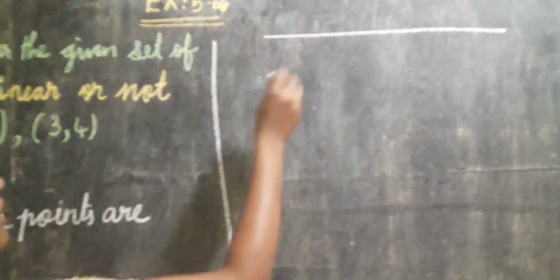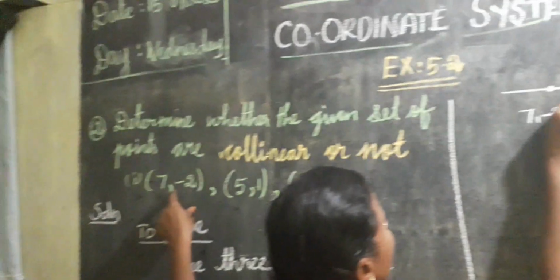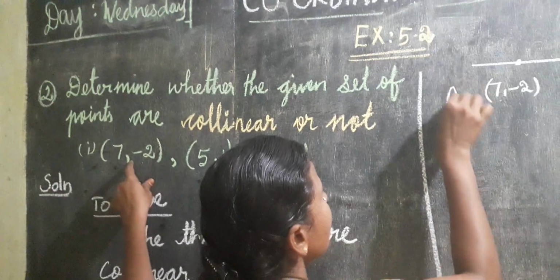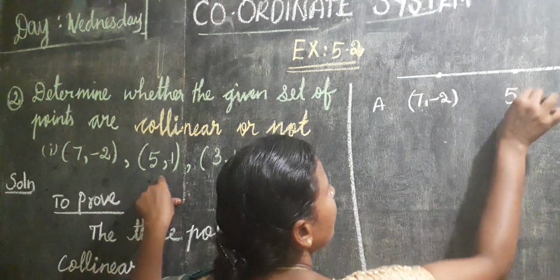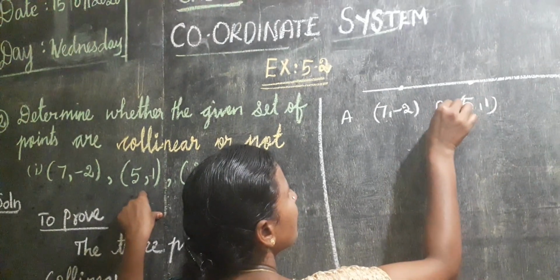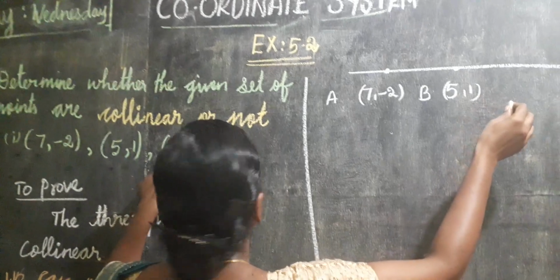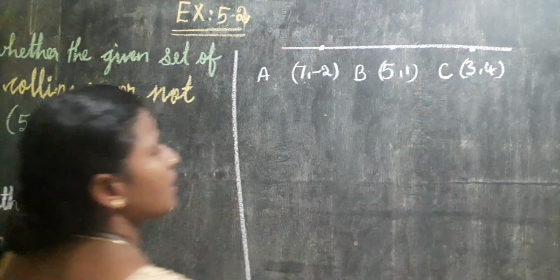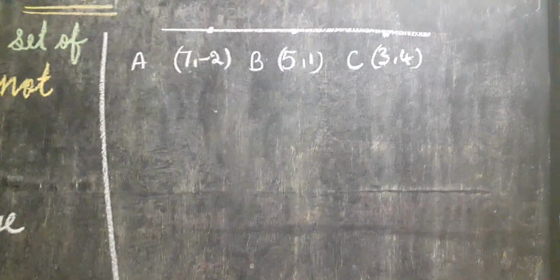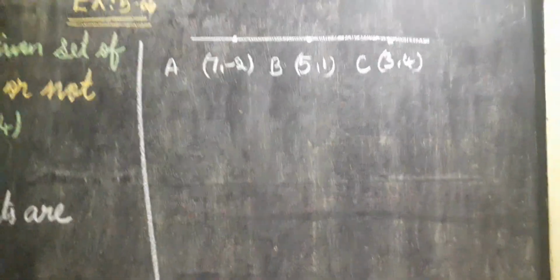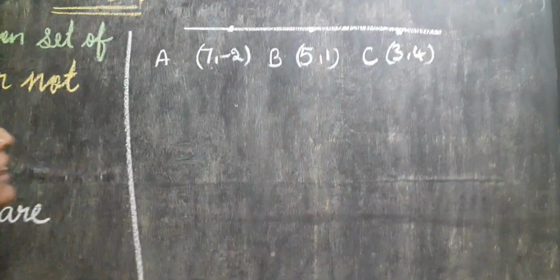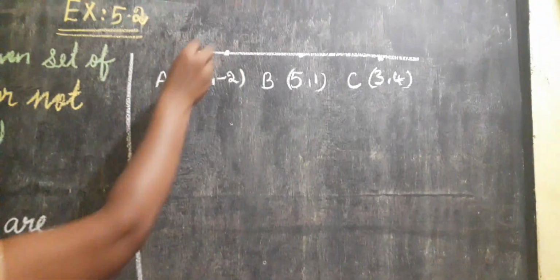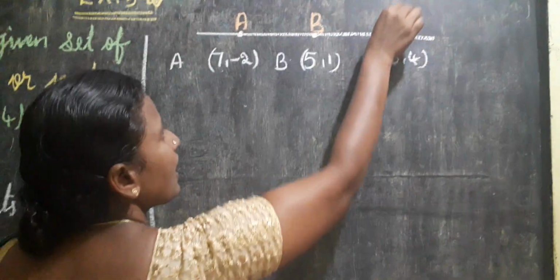Draw the 3 points. The first point is 7, -2. I will give the name A of (7, -2). And then the second point (5, 1), I give the name B. And then the next point (3, 4), that is the name C. Collinear means 3 or more than 3 points occur in a straight line. So we give the names A, B and C.